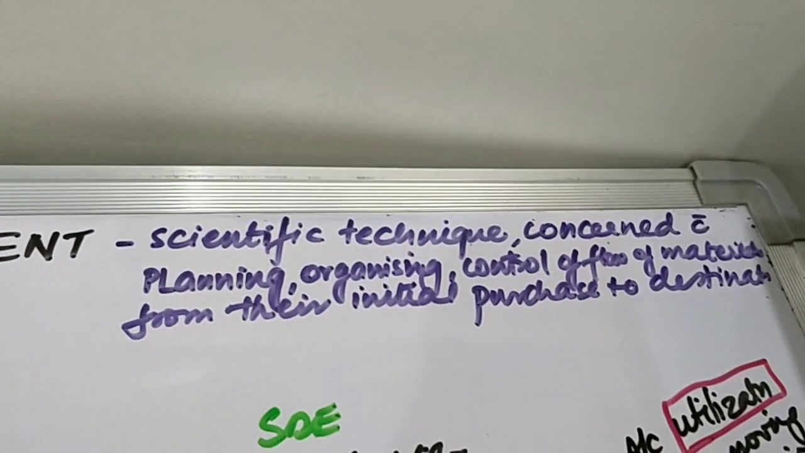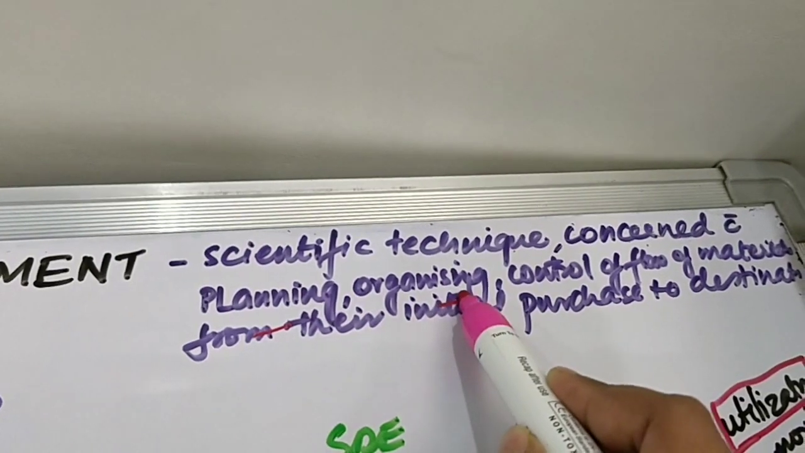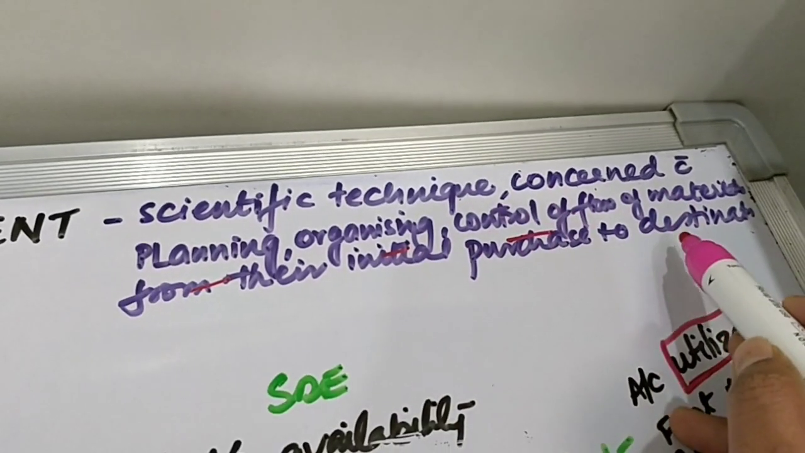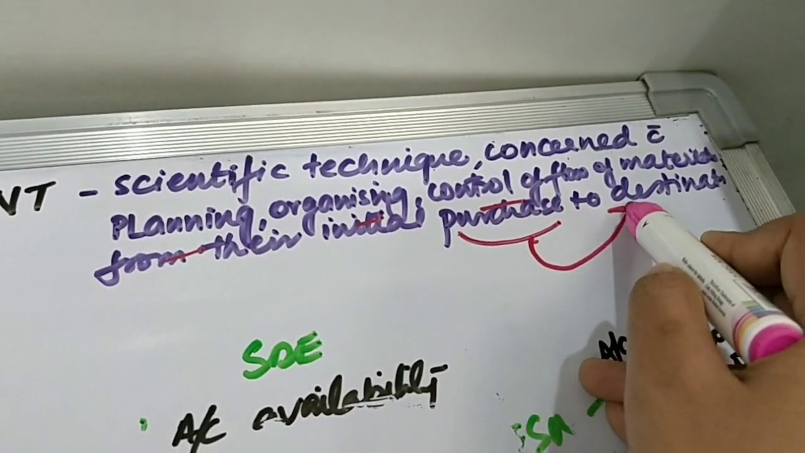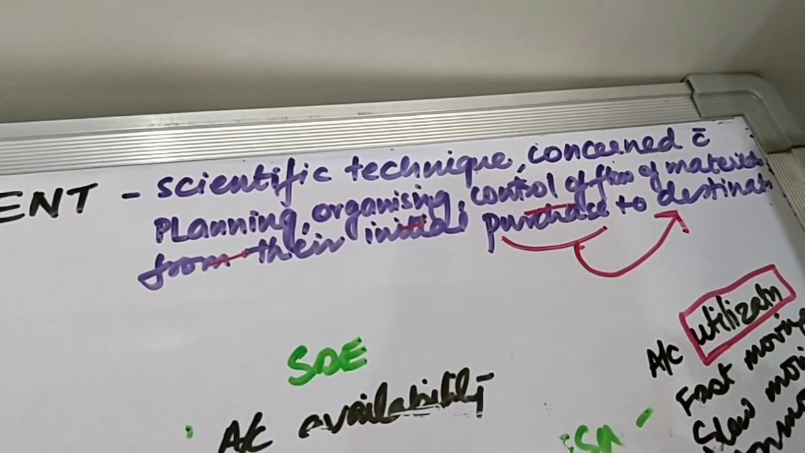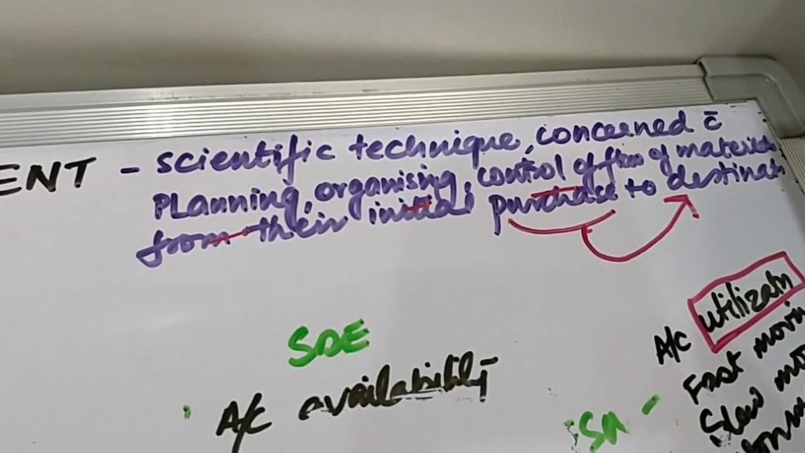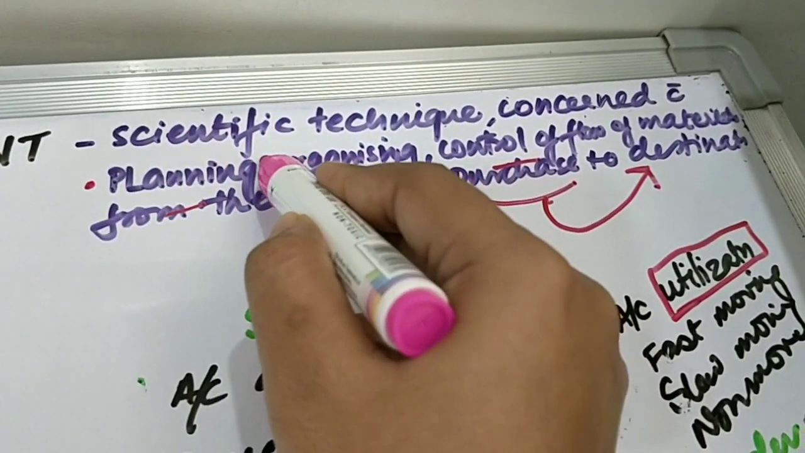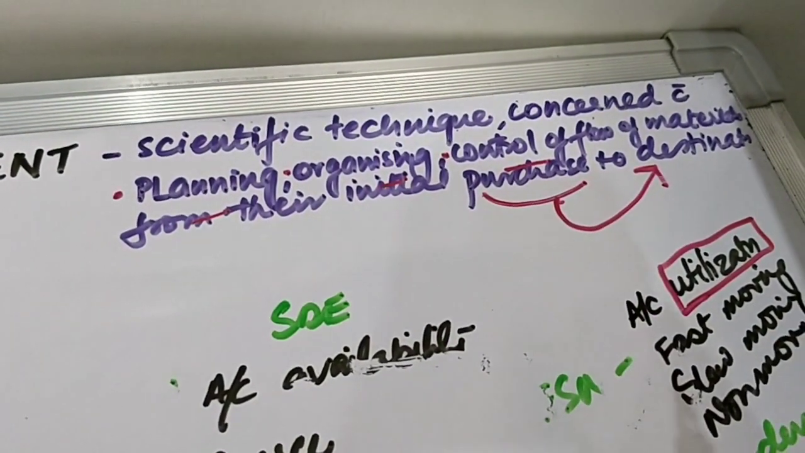Material management is a scientific technique concerned with planning, organization and control of flow of materials from their initial purchase to the destination. So from where it is purchased to the point where it will be given, that is the destination, to the patient, the product or the use in case of ward, labor room, anything. So it is the scientific technique concerned with planning, organizing and control of flow of materials from the initial purchase to destination.